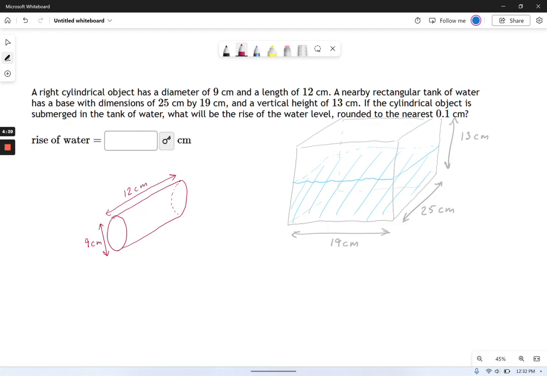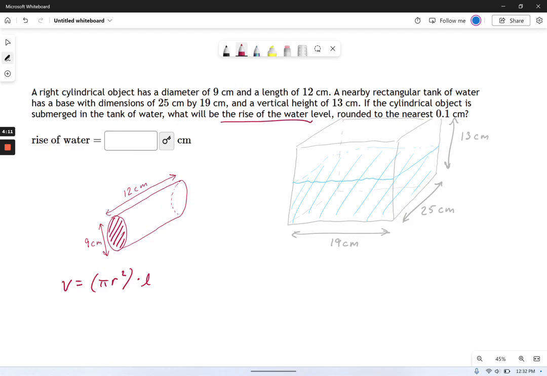So to figure out what the water level rise is going to be, we're going to have to figure out what the volume of this object is. First of all, you have to know the volume of a cylindrical object. It's going to equal, not 1/2, it's going to equal pi r squared. That's the area of this circle right here, times the length of the object.